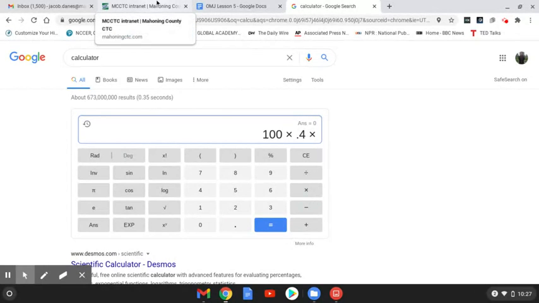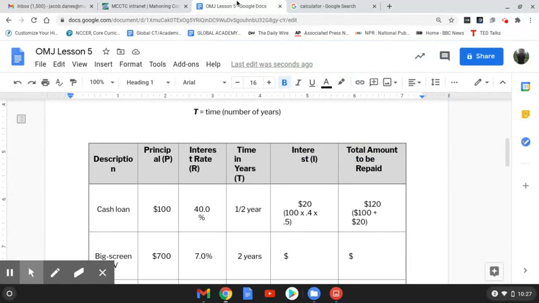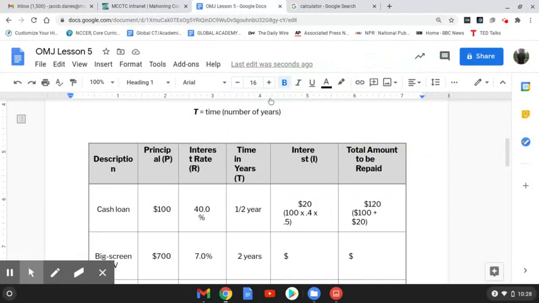Finally, what do you multiply it by? Your time. How long of a time do you have to pay this back? So for this one, it is half a year. A half a year in decimal terms would be 0.5. So what you're going to do is multiply that by 0.5, and that's going to give you the interest. You are paying $20 on that $100 of a cash loan.